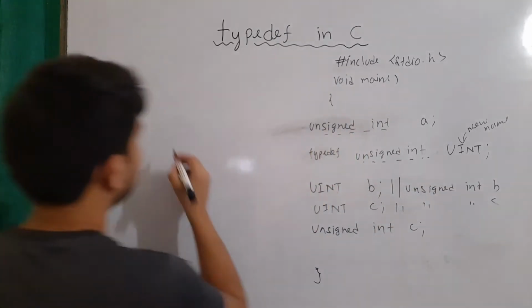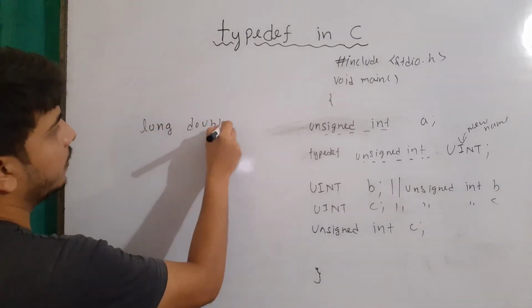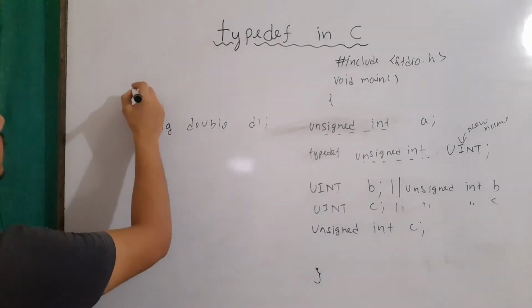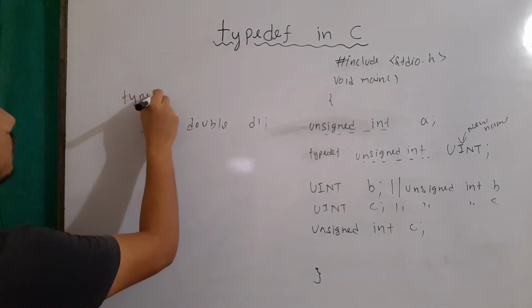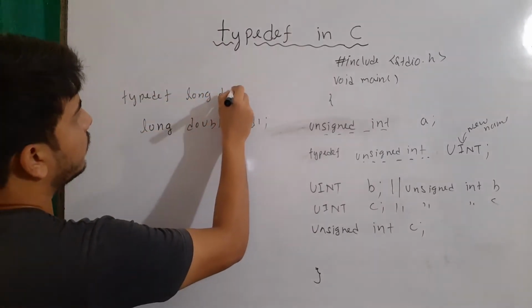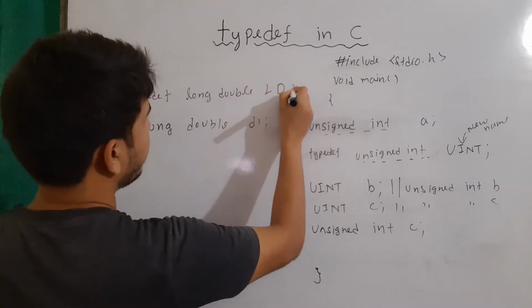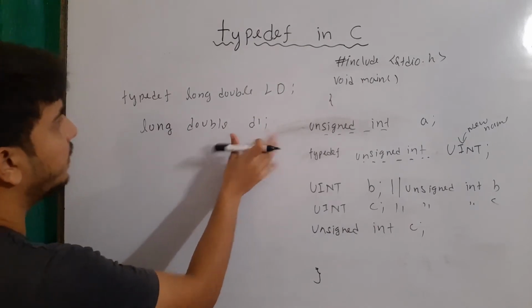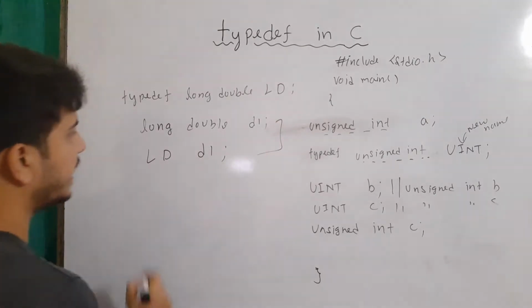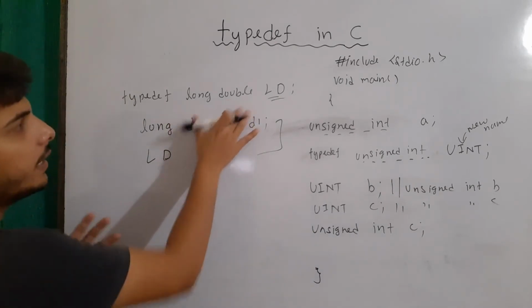Now similarly, let's say you are using long double, and the variable is d1. Instead of this, you can use typedef, then the name of our data type, long double, and what you want to use, for example ld. So instead of writing long double d1, now you can write ld d1. Both have the same meaning. So basically we are able to give our custom name to a predefined data type.